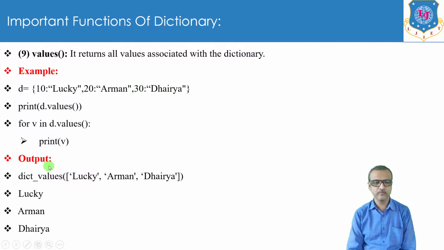So what will be the output in this case? For this print statement we will be having dict_values Lucky, Arman and Daria, and for this for loop we will be having output as Lucky, Arman and Daria. Now I will show you the output of this program in PyCharm.